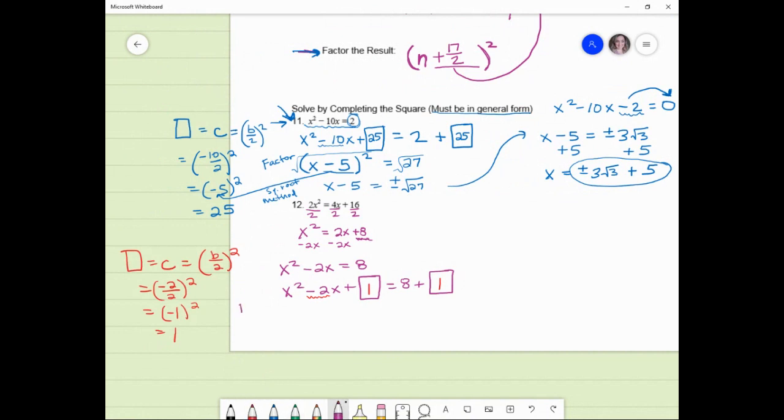Once you fill in the box, the next step is to factor. So remember, I always have these parts. I always have the parentheses, I always have the exponent of 2 and my variable. So what goes here, remember, I get from right here. In this case, a -1. So x minus 1 squared equals 9. And then I'm going to do the square root method.